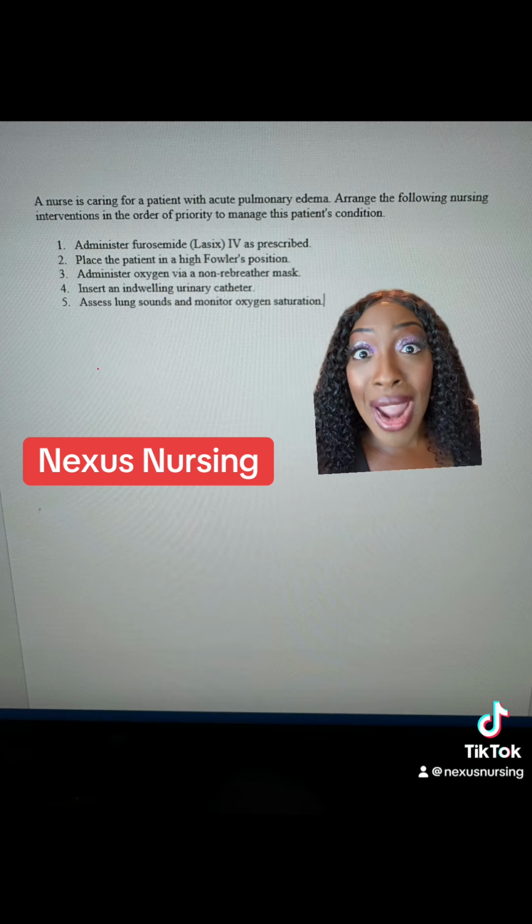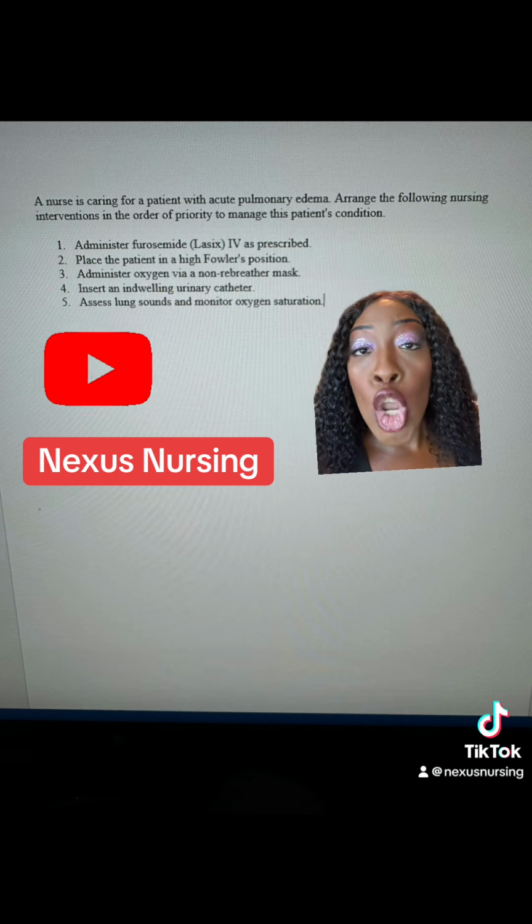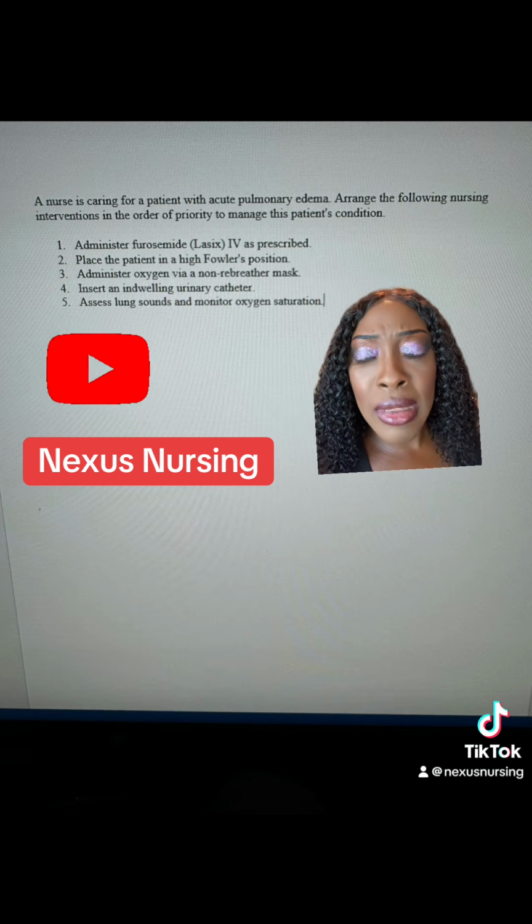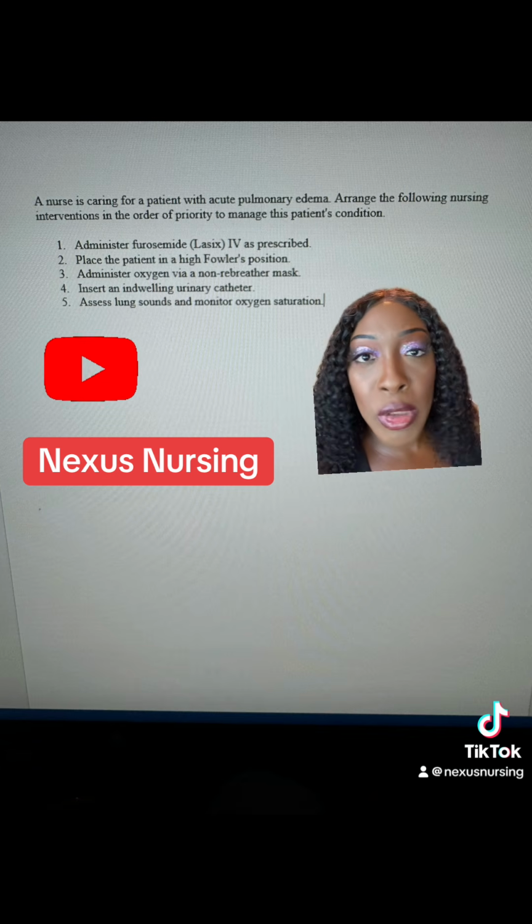Why? You want gravity to help push down that diaphragm so the lungs can expand. You want them sitting up so that abdominal girth isn't pushing up against the lungs. You want perfusion to increase, right? So you're going to sit them up. That's the first thing you're going to do.